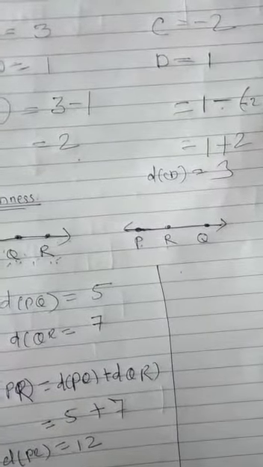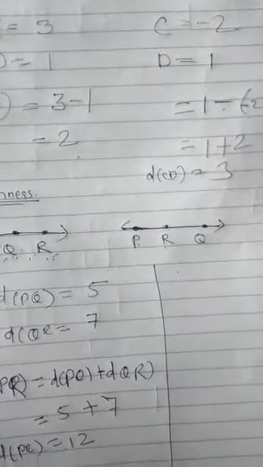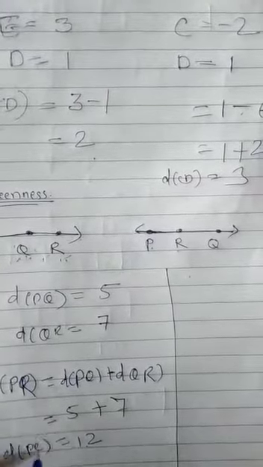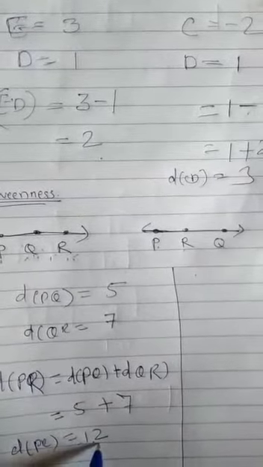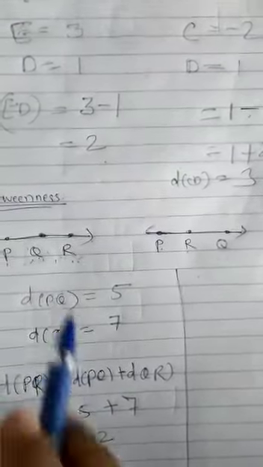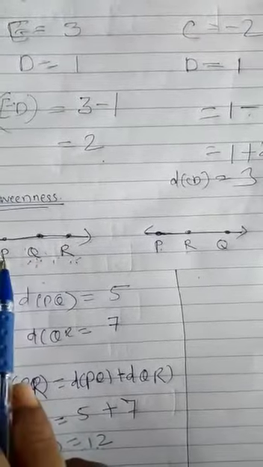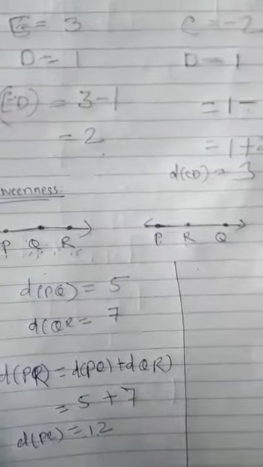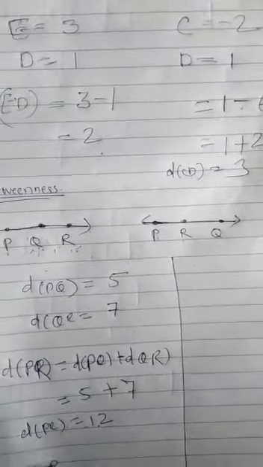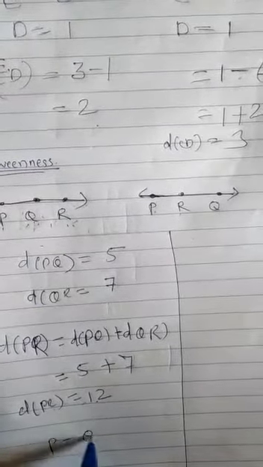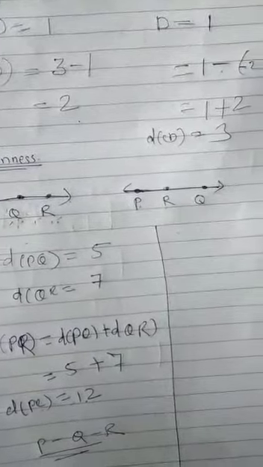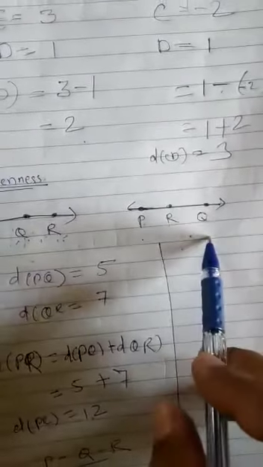Okay. Listen here, distance PR we get is 12. That means Q is between P and R, and we show this betweenness as P-Q-R. We have to show that this is betweenness. But is PRQ not possible?